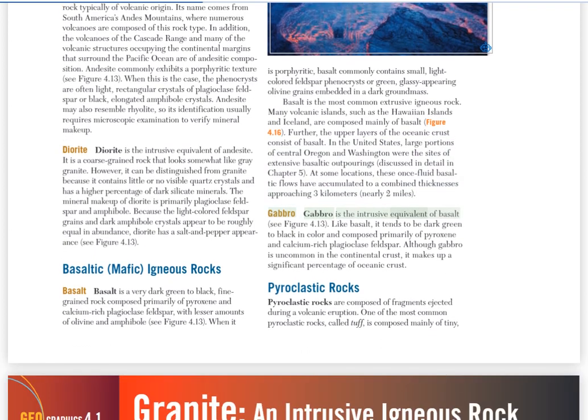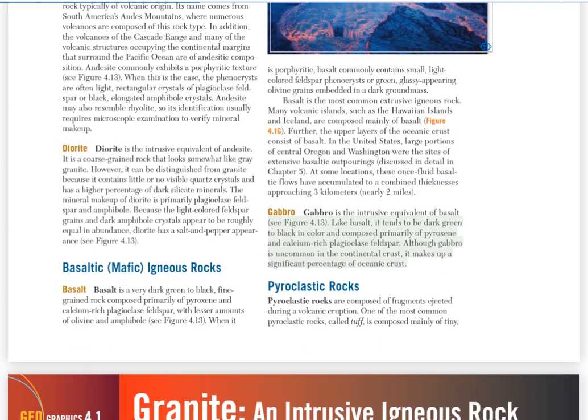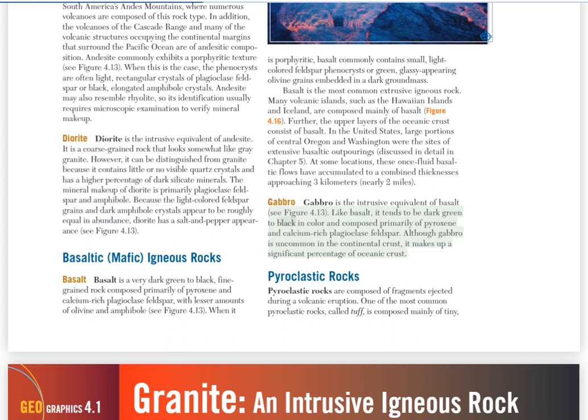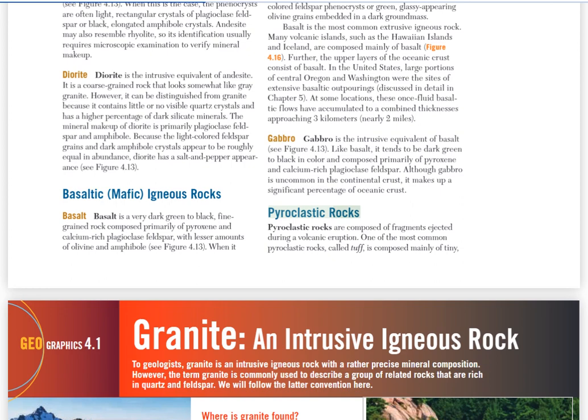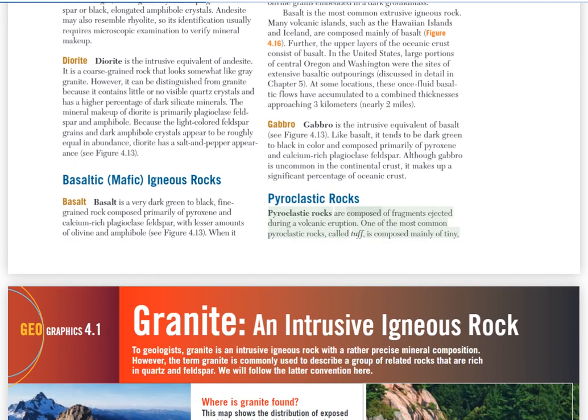Gabbro is the intrusive equivalent of basalt. Like basalt, it tends to be dark green to black in color and composed primarily of pyroxene and calcium-rich plagioclase feldspar. Although gabbro is uncommon in the continental crust, it makes up a significant percentage of oceanic crust. Pyroclastic rocks. Pyroclastic rocks are composed of fragments ejected during a volcanic eruption. One of the most common pyroclastic rocks, called tuff, is composed mainly of tiny.